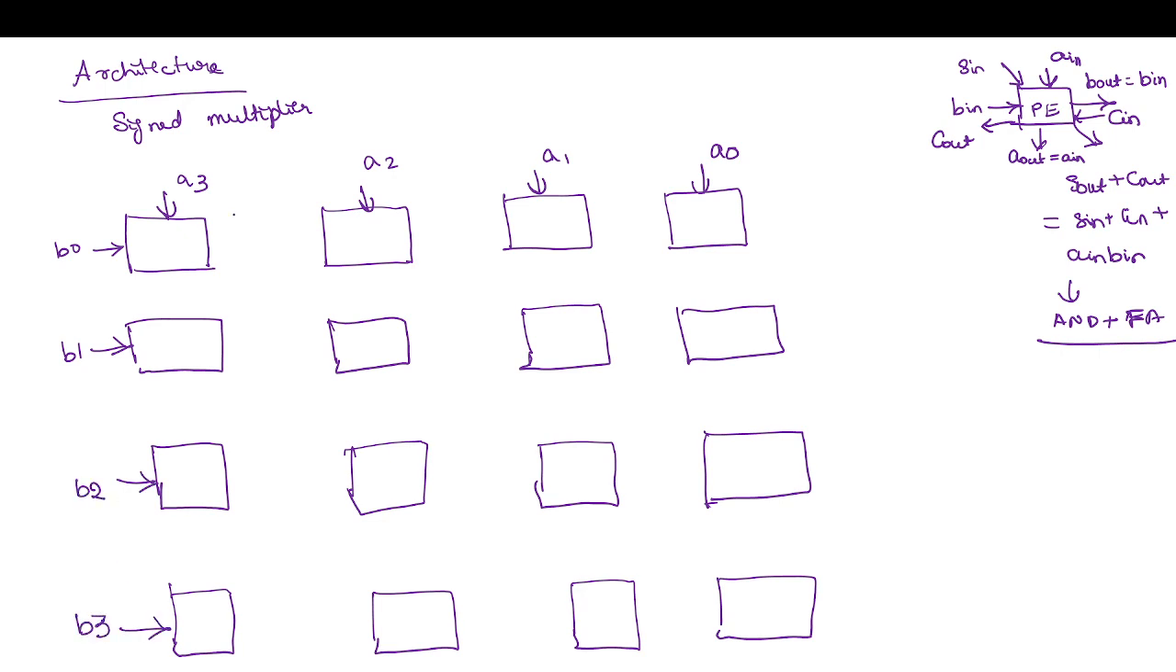Now all these processing elements will receive B in, which is B0. Let this be the first, second, third, fourth processing element. So this also gets B0, B0, B0. And all of these will be receiving A0.